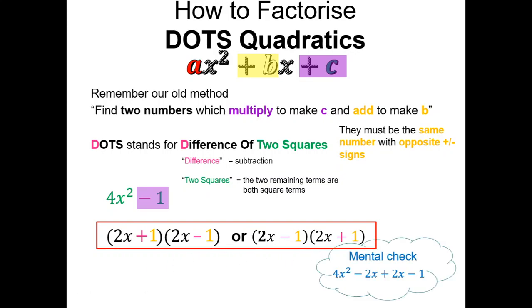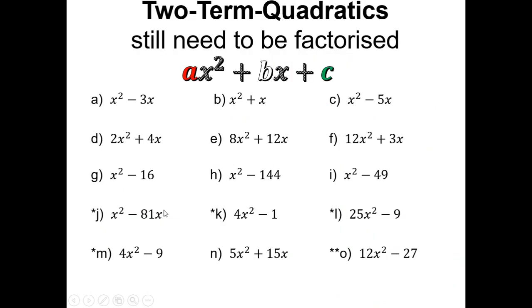Quick check. If I were to multiply that out, 2x times 2x would make 4x squared. 2x times negative 1 would be minus 2x. And 1 times 2x is 2x. 1 times minus 1 is minus 1. Those two middle terms group together and cancel themselves out, which leaves us with just a difference of two squares. It leaves me with the 4x squared minus the 1, just as it should be.